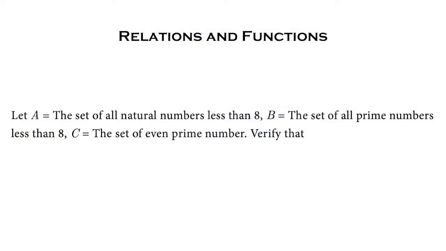Moving on to the seventh sum. Let A be equal to the set of all natural numbers less than 8. Set B is equal to the set of all prime numbers less than 8. C is equal to the set of even prime numbers. Verify that. And they have given you two options.